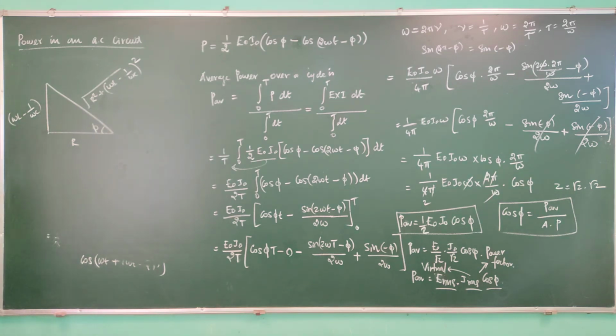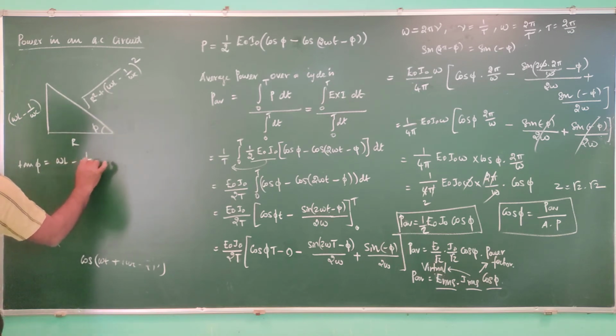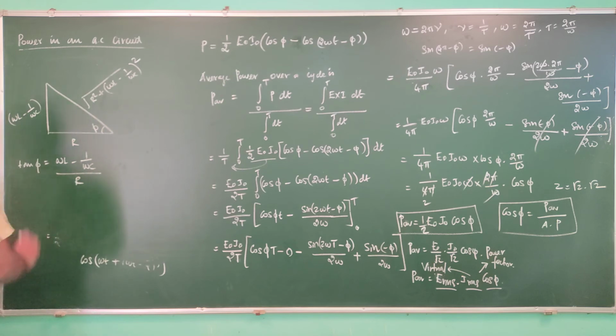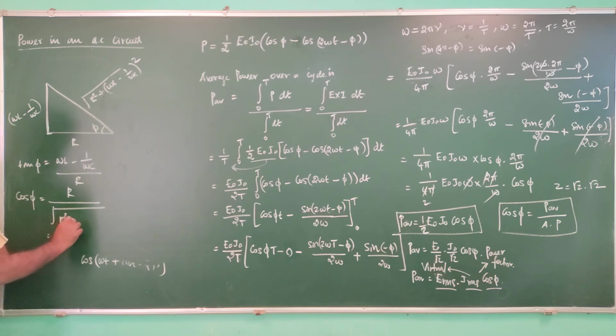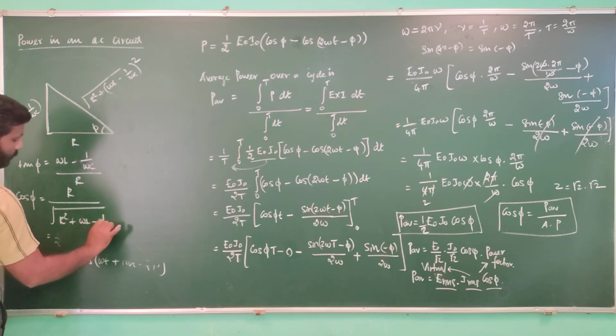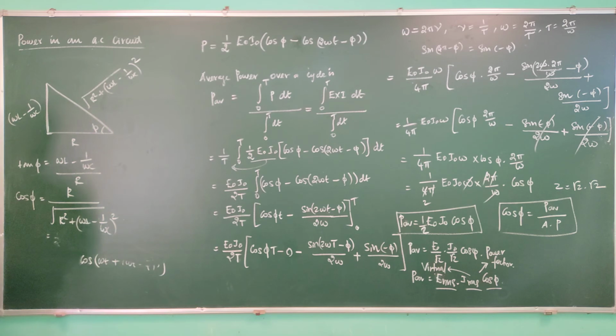So if a circuit consists of an inductor, capacitor and resistor, then you can write the formula for tan phi as (omega L minus 1 over omega C) by R. In that case, if you write the power factor cos phi, then it becomes R by the square root of R square plus (omega L minus 1 by omega C) the whole square.